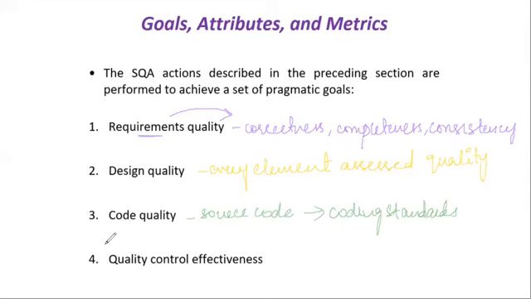The next one is the quality control effectiveness. Within quality control effectiveness, a software team is going to check all the resources in such a way that everything gives a high quality result. Each and every resource is going to be checked so that it achieves a high quality result.